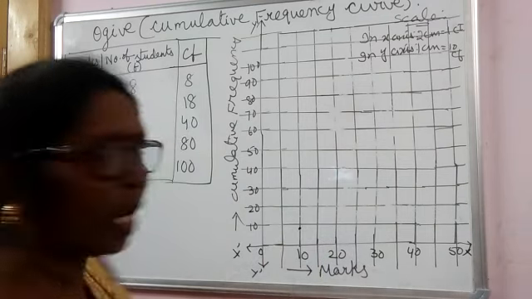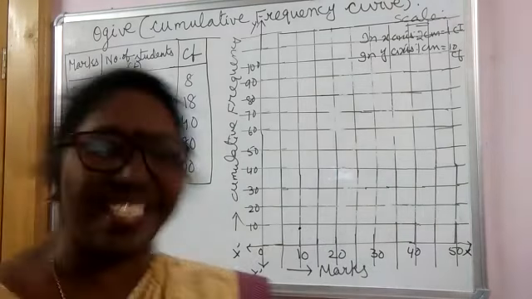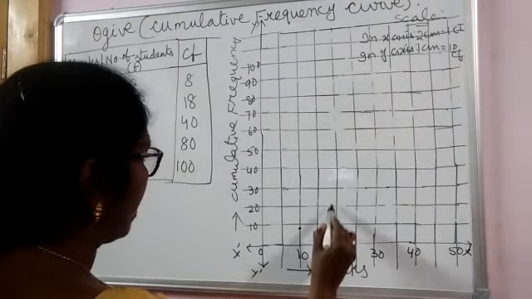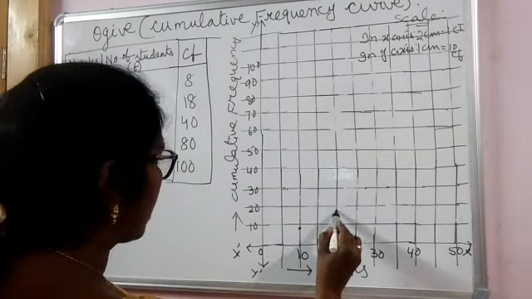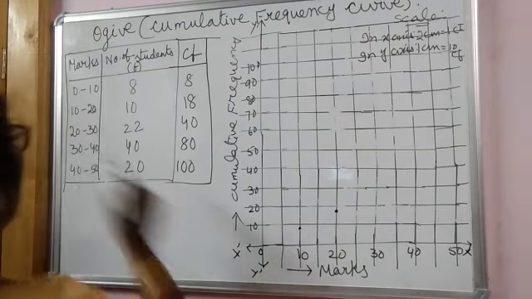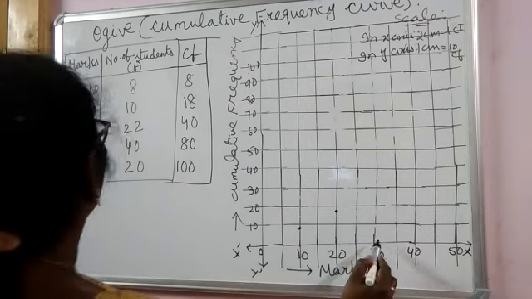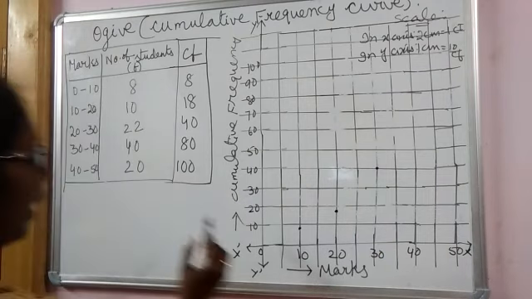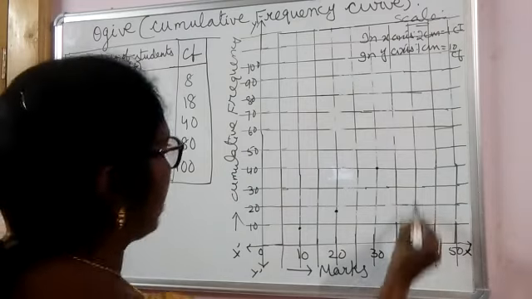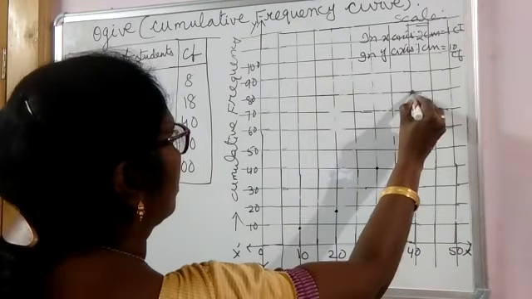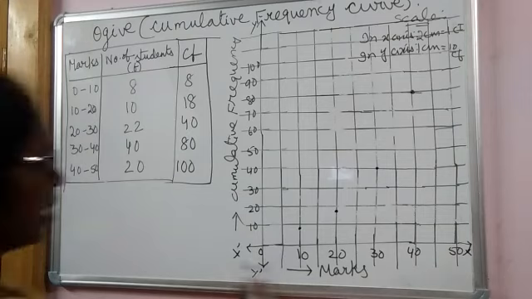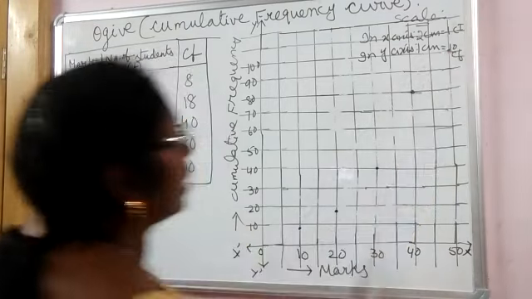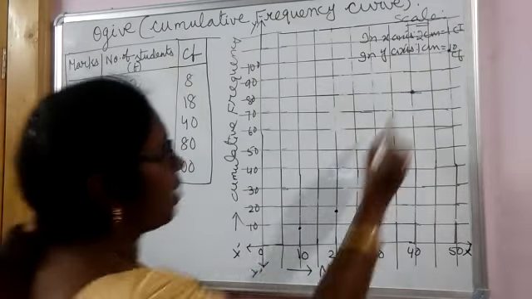Children, I may not be able to do it exactly, but I can give you the exact idea. For 10 to 20, it is 18, so 20, 18 is somewhere here. 20 to 30, that means 30, is 40. This is 40. Then 30 to 40 is 80, so 40, 80 here. Then 40 to 50 is 100, so 50, 100, we have reached here. So we got these 5 points.